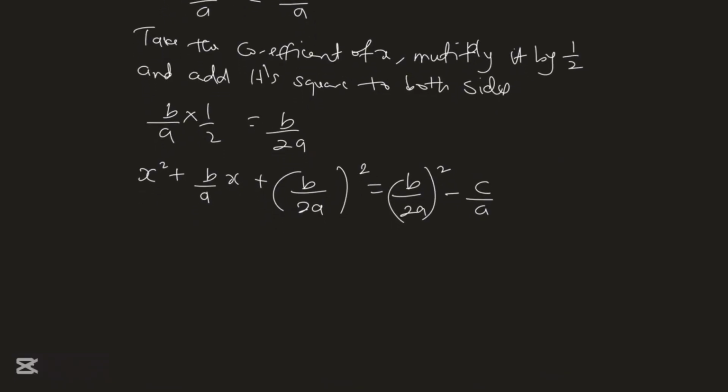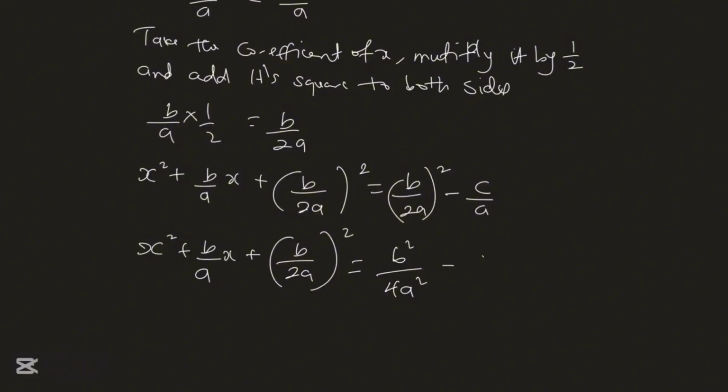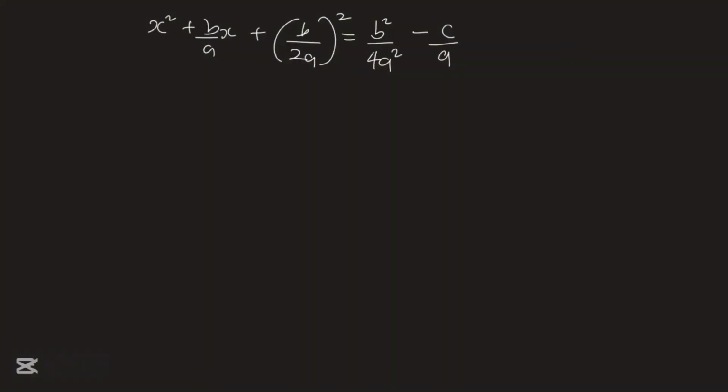So when we do that, this becomes x squared plus b over a x plus b over 2a all squared equals b squared over, 2a times 2a will give us 4a squared, minus c over a. So now, what happens is this. On this left hand side, it's called a perfect expression. So we've made the left hand side a perfect expression.